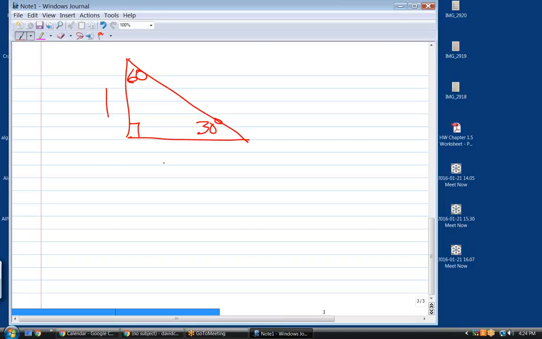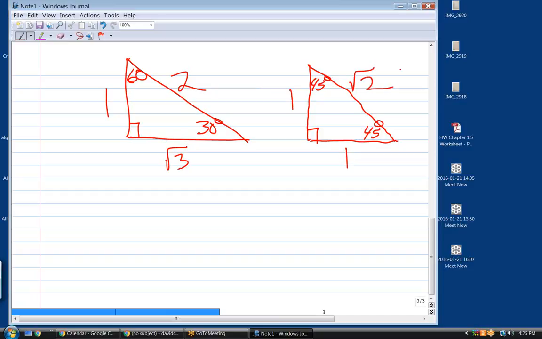Okay. Now what's this side here? 1 square root 3. What's this side up here? 1 times 2. There's that special triangle and this special triangle. And what this is going to allow me to do is memorize my trig functions for these special angles of 30, 45, and 60. That's 1 square root of 2.